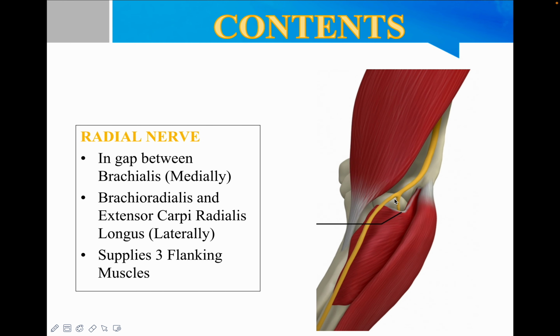Next to the tendon, there is the radial nerve, which is the most lateral content of this cubital fossa. This radial nerve is coming from the back of the arm. It is coming to the front at the level of the lateral epicondyle. It is present between the brachialis medially and the extensor carpi radialis longus and brachioradialis laterally. So these are the brachioradialis and extensor carpi radialis longus muscles, which are attached to the lateral side of the humerus. And this nerve supplies these three muscles.